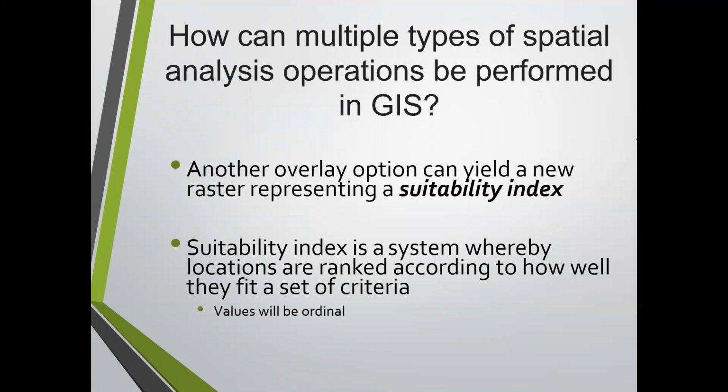Okay. So let's say you want to determine land for a subdivision, and you've got a lot of different criteria. Topography has to be a certain thing. Proximity to a certain school district. You've got to have sewer. You've got to have water. You know, the list can go on. So the values will be ordinal.